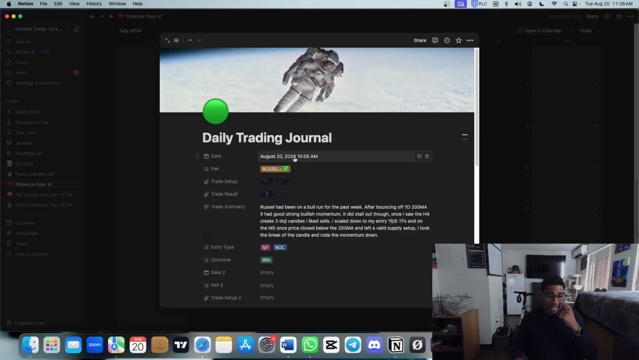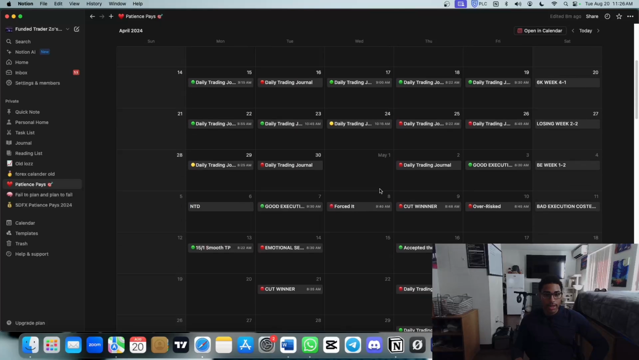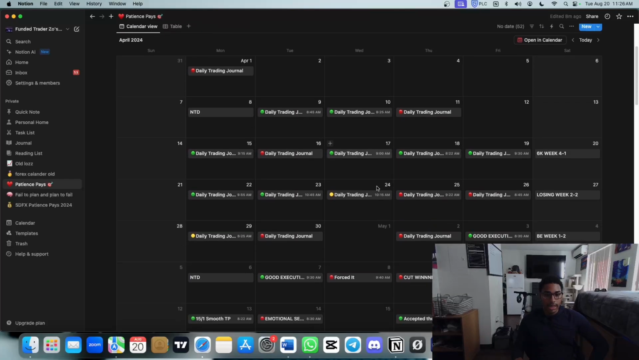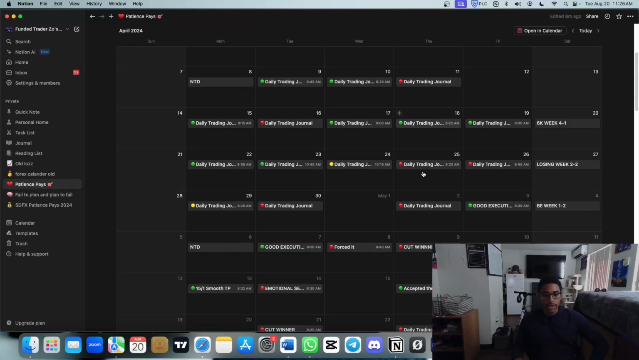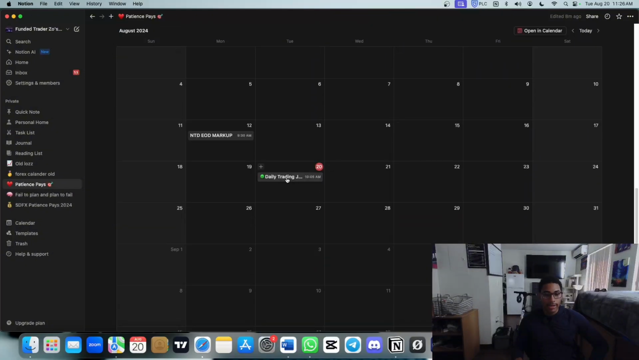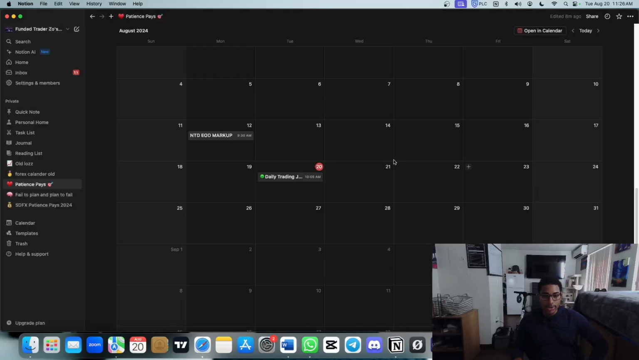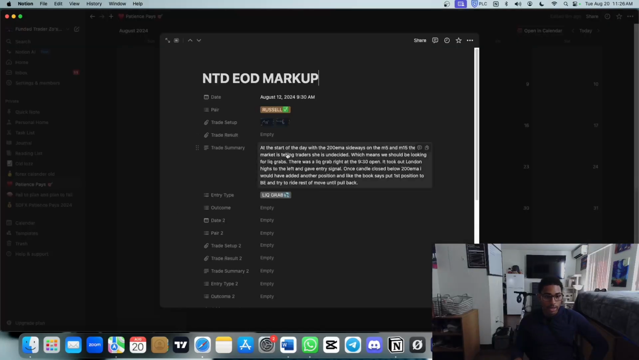So pretty much that's how I journal my trades, guys. I have a bunch of trades up here. Some are green, some are red, and it's always good to document, guys. Like it really, really is. And yeah, that's just pretty much how I go about it. And I can always go back.